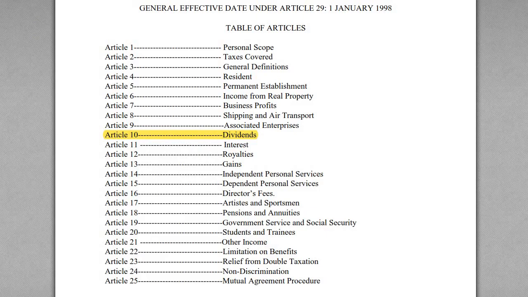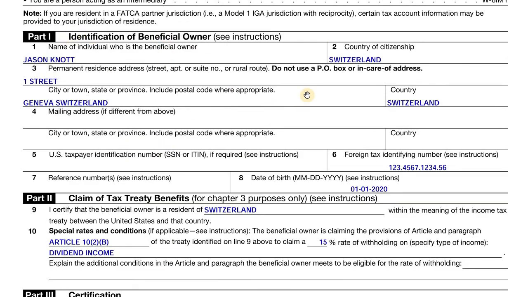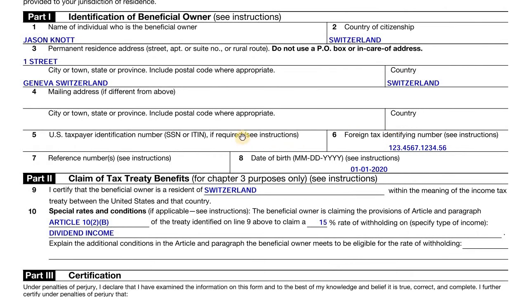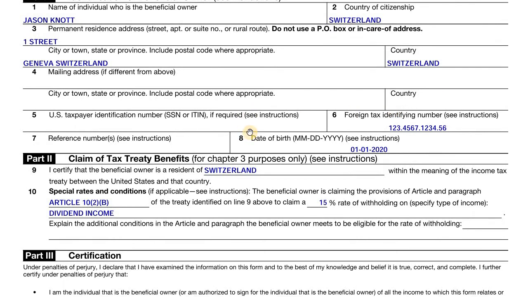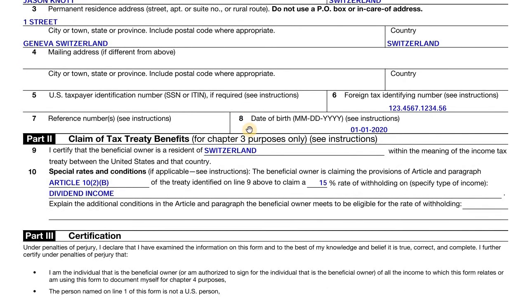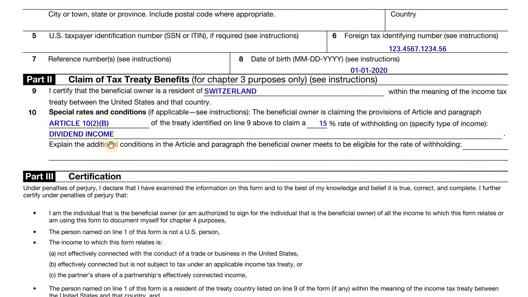Okay, so if we jump back to the W-8BEN, Part 1 is pretty standard. Everybody's going to fill this out, whether you're asserting treaty benefits or not. If you are going to be asserting treaty benefits under Chapter 3 to get a reduced withholding rate, then you would complete Part 2. So I am representing, let's say I'm opening an account with Interactive Brokers, I'm representing to IB that I am the beneficial owner and a resident of Switzerland under the treaty, and I'm claiming the provisions of Article 10.2b of the treaty to get a 15% rate of withholding on dividends rather than that default 30%.